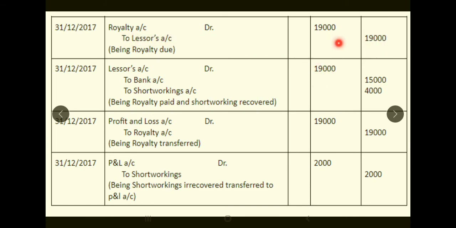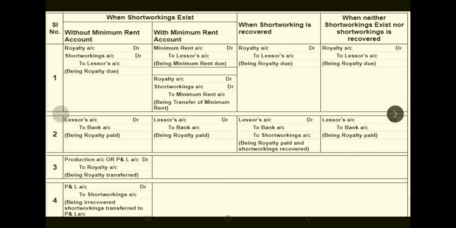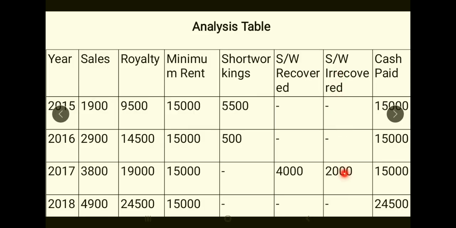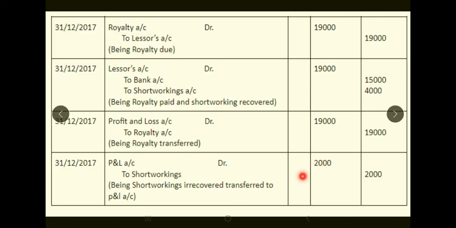Here you had written 2 lessor's account. Here you'll write lessor's account debtor 19,000. To bank you are paying 15,000. 4,000 you are recovering. So to bank will be 15,000. To short workings recovery will be 4,000 rupees. So next P&L account debtor to royalty, the same royalty amount should be written, 19,000. P&L account debtor to short workings irrecovered column amount should be written. Short workings irrecovered column amount will be 2,000 for the year 2017. That amount you should write here.